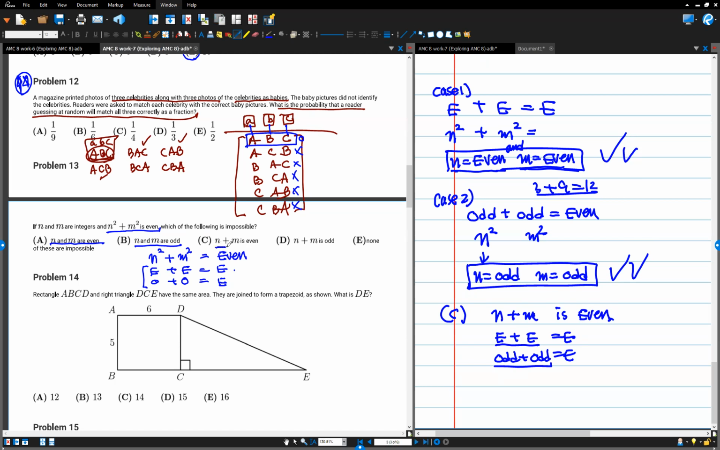But this is okay. But take a look over here. N plus M is odd. To have an odd number, N plus M is odd, what does that mean? One is even, the other one should be odd, different numbers. But over here, our case is both numbers are even or both are odd, not one even and one odd. This is wrong. That's the answer.